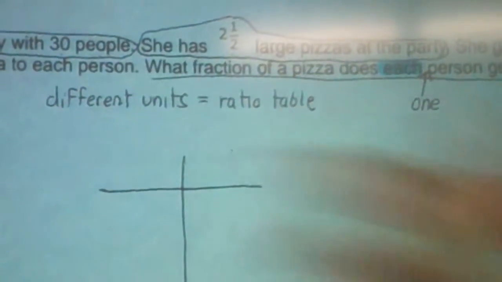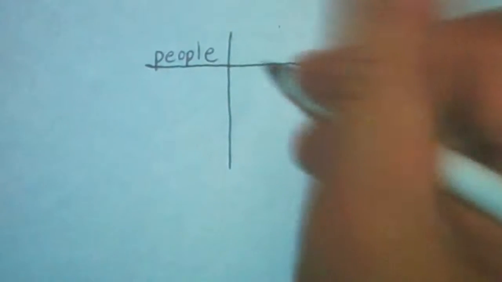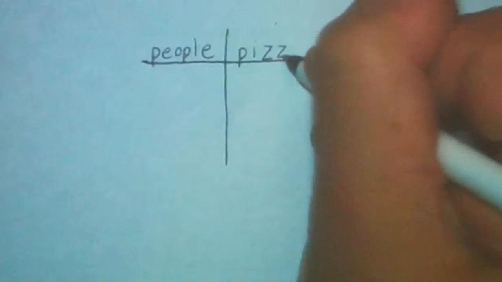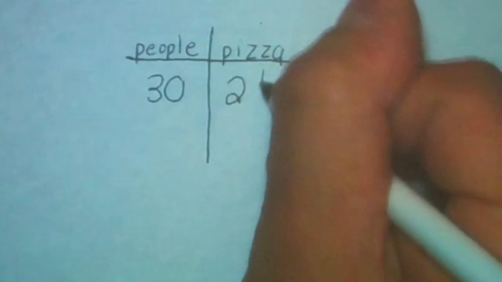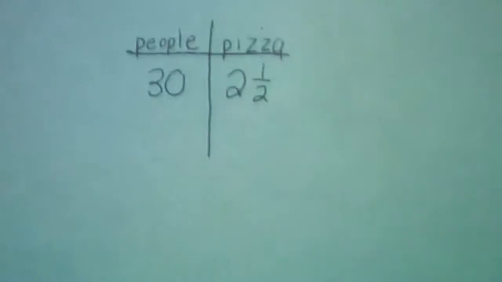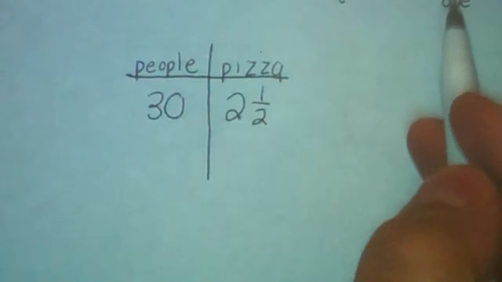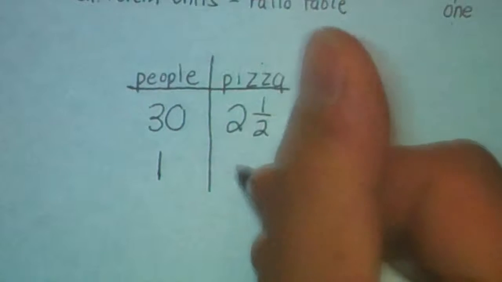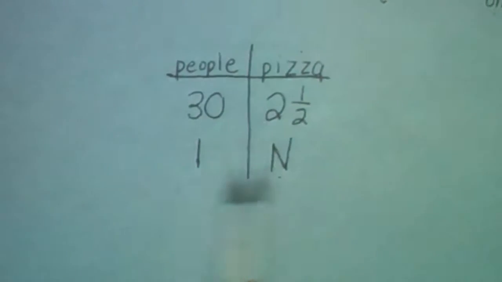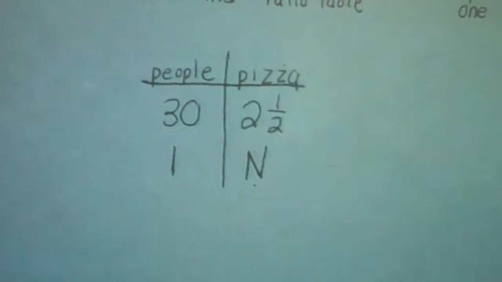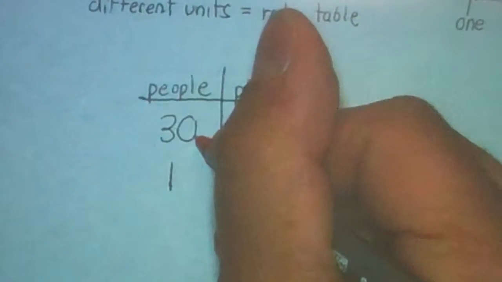The two things, we just called them out, were people and pizza. And the question said that 30 people were sharing 2.5 pizzas. What fraction of a pizza does each one person get? So the 1 should go under people, and the N should go under pizza, because we don't know the fraction of the pizza each one person gets. There are a couple ways to solve this problem, but I'm going to be using a ratio table.